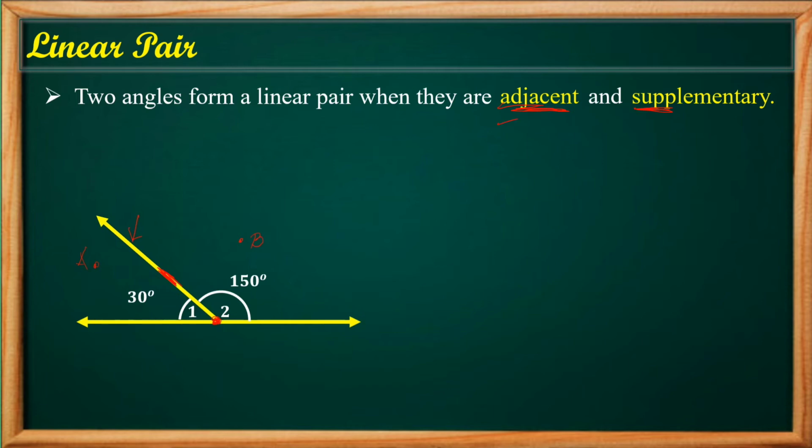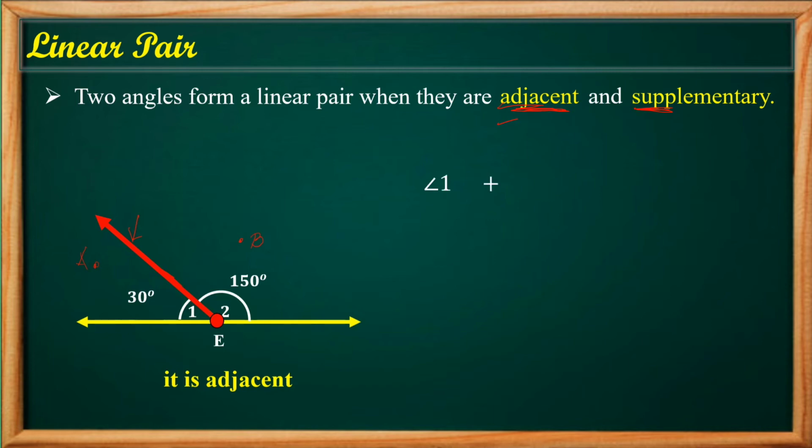It is adjacent. Next, they are supplementary. Now, supplementary, if the sum of the two angles is 180 degrees. Okay, the sum is 180 degrees. Now, we have here the common vertex and a common side, and it is adjacent. Next, supplementary.